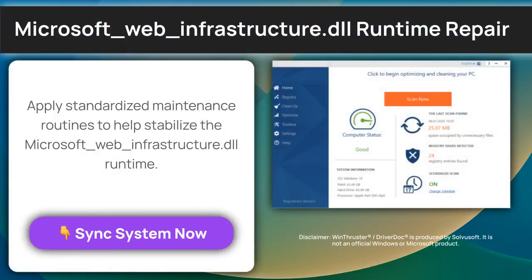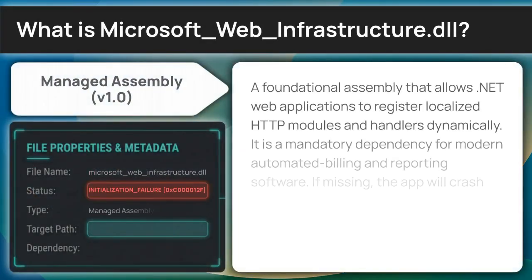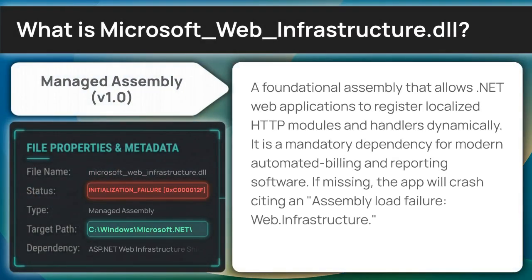a clean environment review. This is the Microsoft Web Infrastructure Module, a foundational assembly that allows .NET web applications to register localized HTTP modules and handlers dynamically. It is a mandatory dependency for modern automated billing and reporting software. If missing, the app will crash, citing an assembly load failure, web.infrastructure.